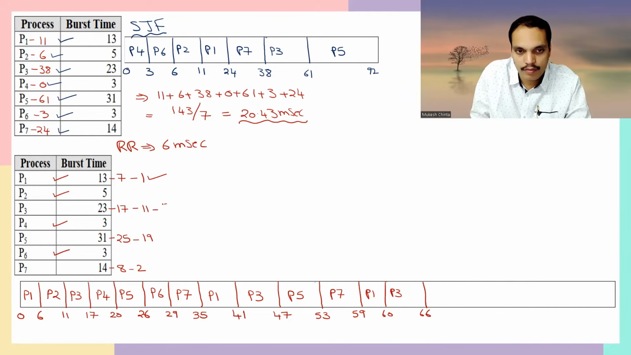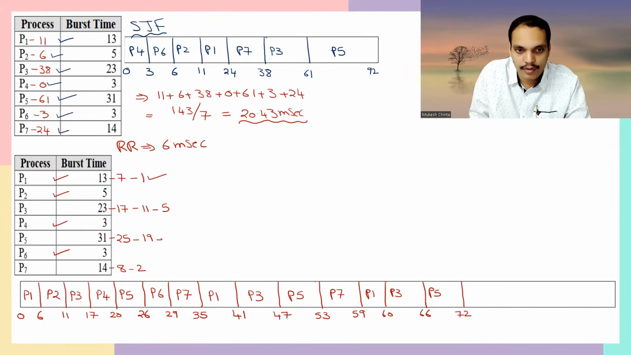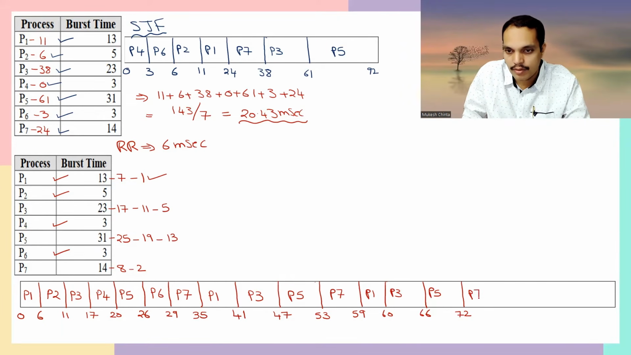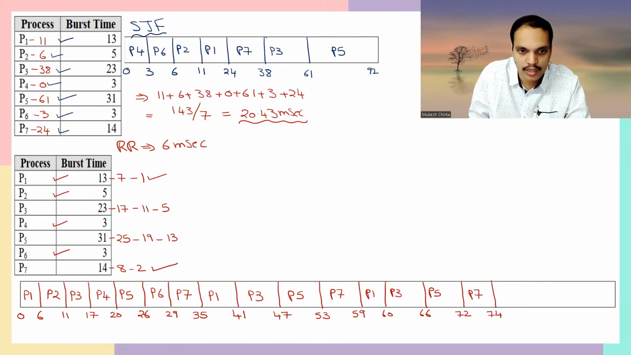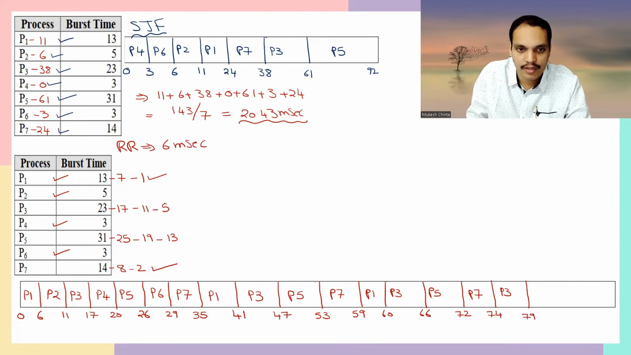So this remains 5. Next comes P5. I add till 72. Once again, so P5, this gives me 13. And next comes P7. I only have 2 left here. So I write it down as 74. This is also done. This is executed. So there are only 2 processes left. So I move back to P3. But I only have 5 here. So 74 plus 5 gives me 79. And fine, this is also done.